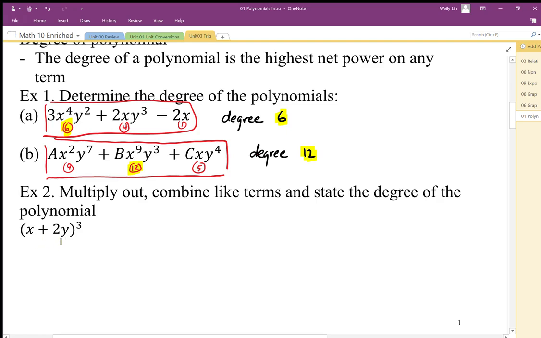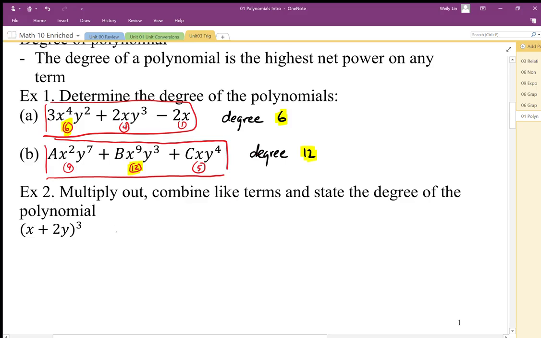So for this one here, we need to multiply, combine like terms, and determine the degree. Well, we can cheat a little bit here, because we know that these are monomial terms with degree 1, degree 1. If you raise them to power 3, the max you'll get is a degree 3. But we could just multiply this out and double check this.